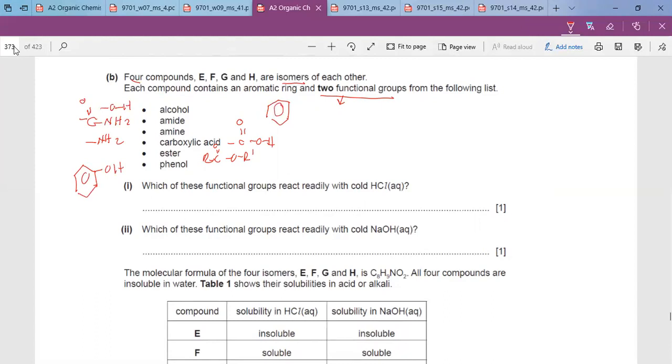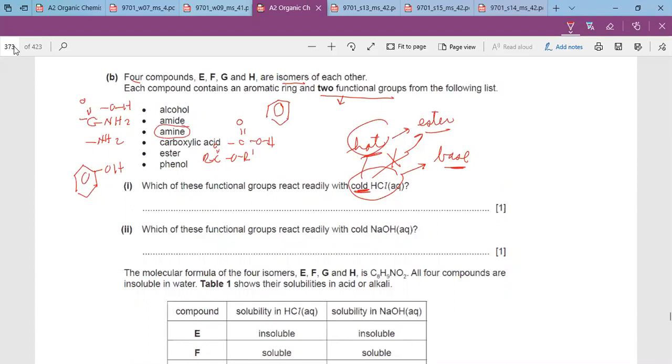Ring and 2 more. Which of these functional groups can react with cold, very important, the cold? It means it will react with a strong base. Remember, if it's hot, it can hydrolyze your ester. Only hot. Cold cannot. Ester cannot. It means a strong base. So which of them here is a strong base? Of course, amine.